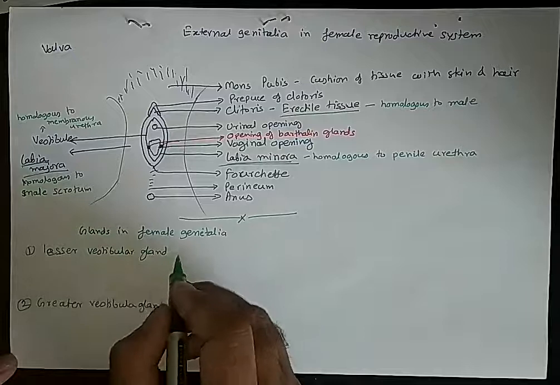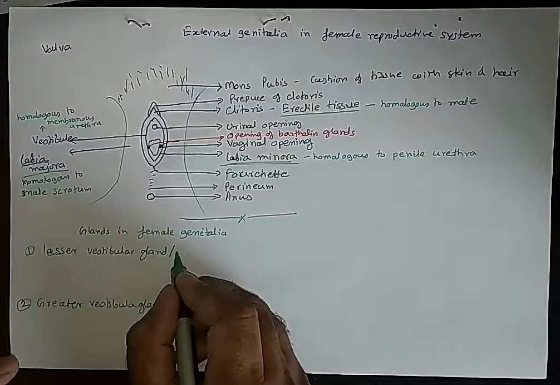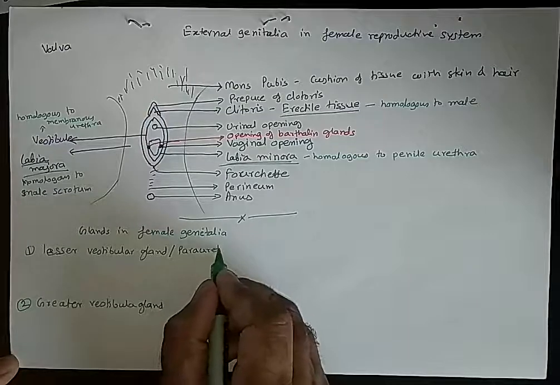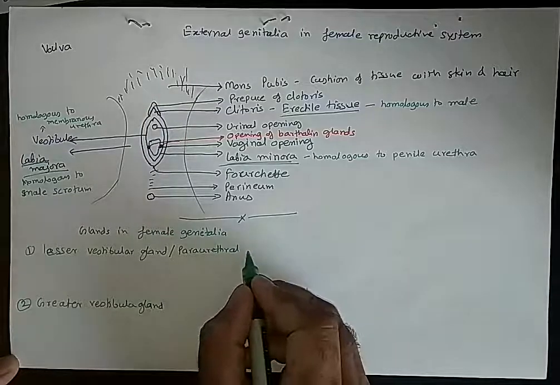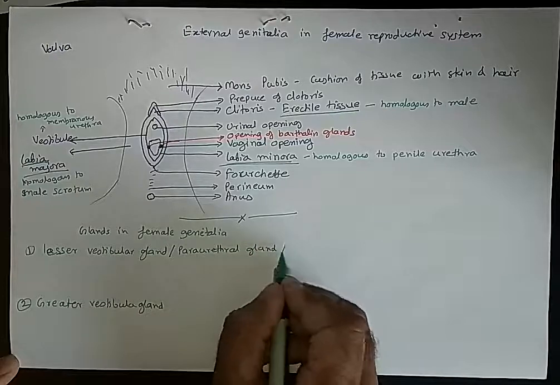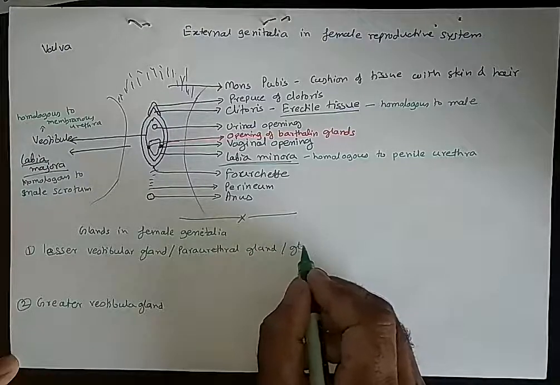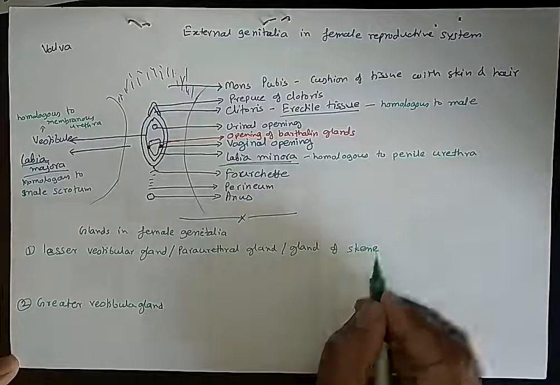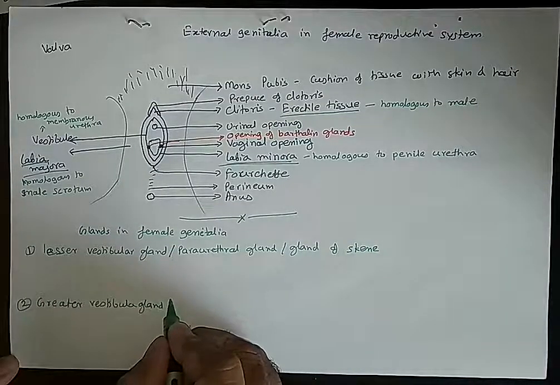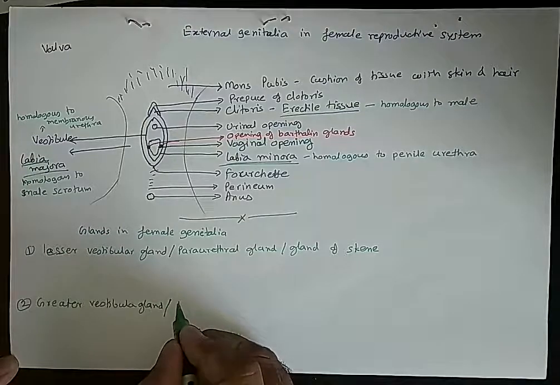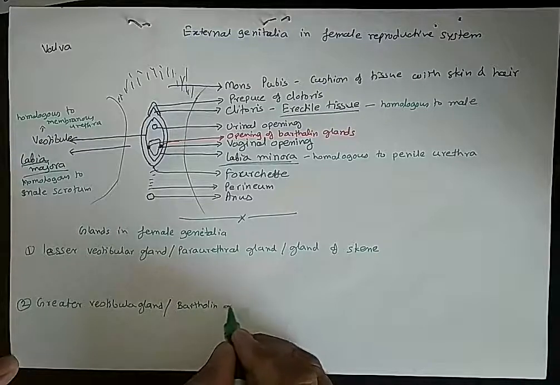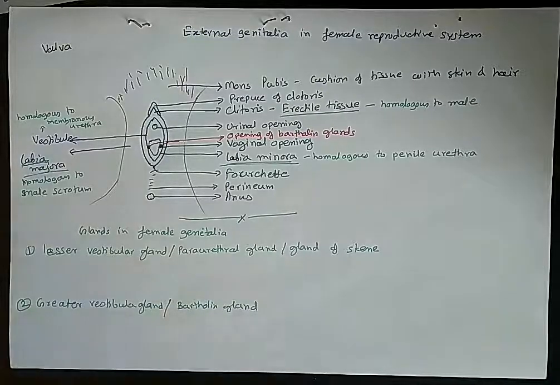This lesser vestibular gland is also called the paraurethral gland, or gland of Skene. Whereas the greater vestibular gland is also called the Bartholin's gland. Now we will see the description of these glands.